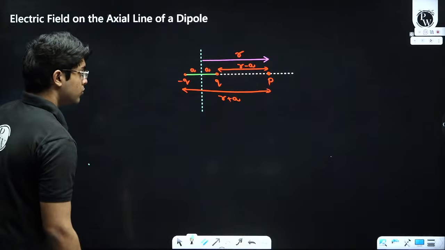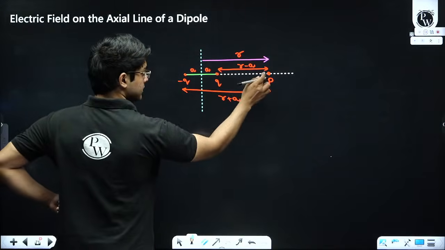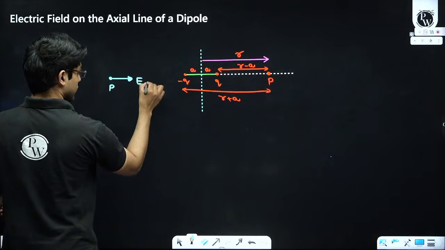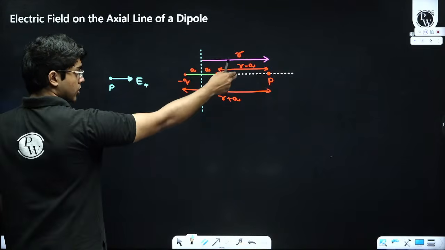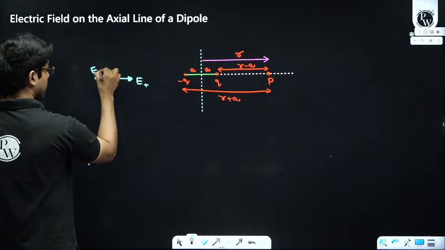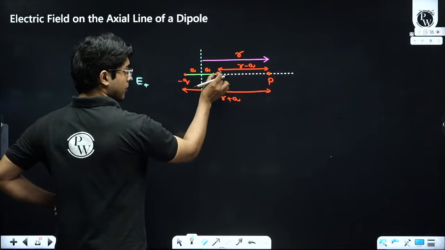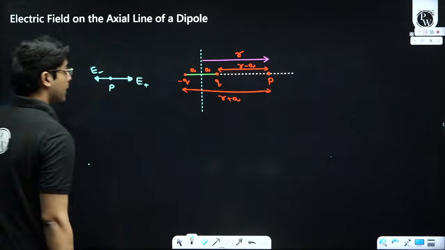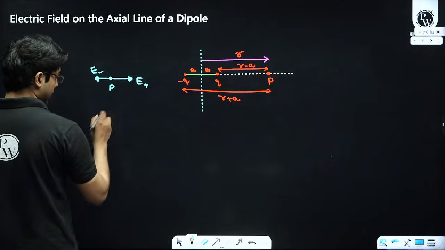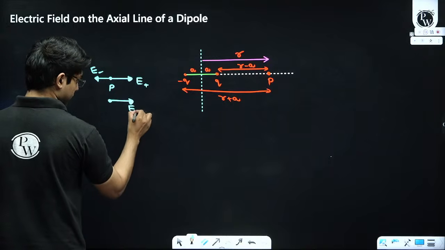Now just use common sense to find the direction. Q will exert a rightward field. Q's field will be to the right. So this is the field due to the positive charge. And the negative charge will pull P to the left. So the negative charge's field will be to the left. Which is stronger? Of course, the field due to the positive charge will be stronger because it is closer to P, right? So E plus will be greater, which means the net field will be along the right direction. The net field will be along the right direction.